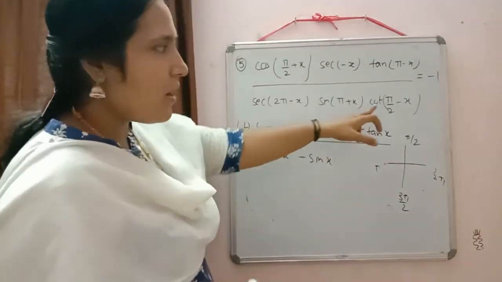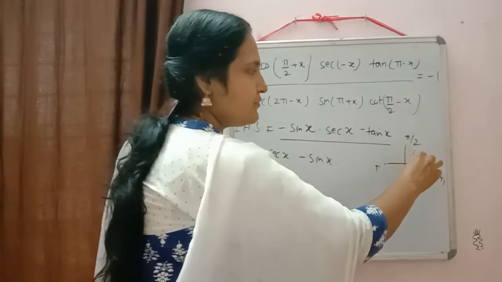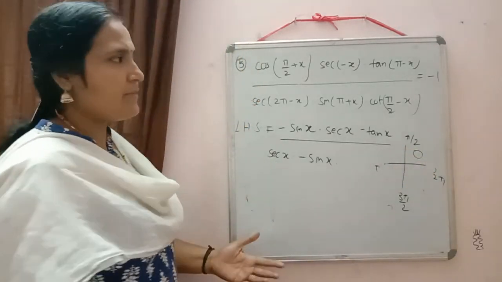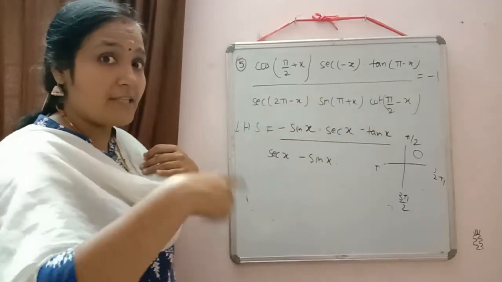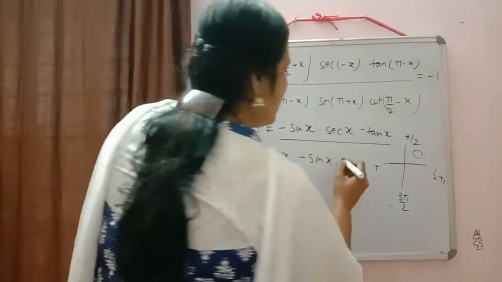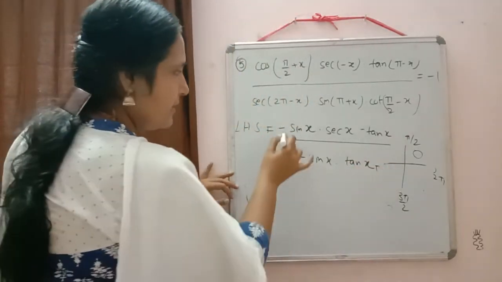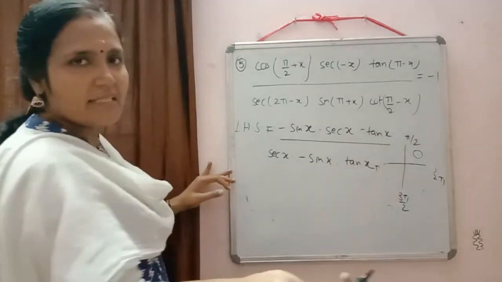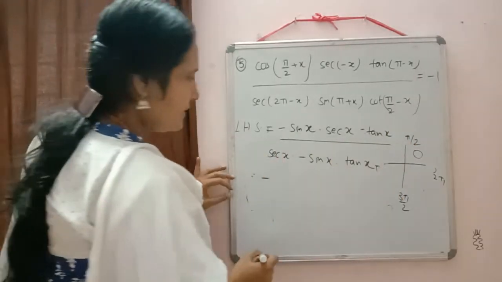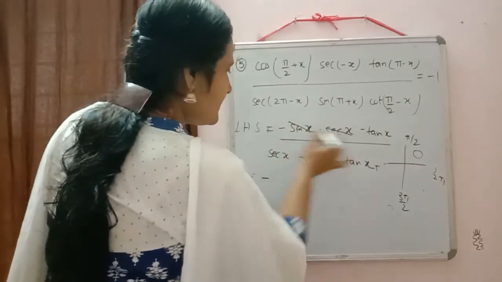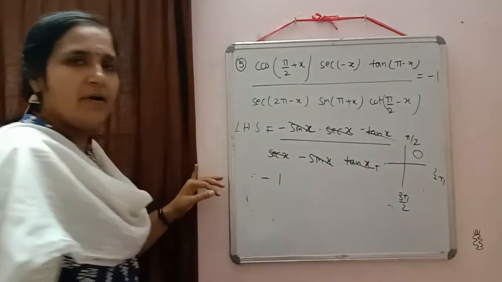Now next cot(π/2 − x). π/2 − x means we are in the first quadrant, and in the first quadrant all are positive, but since it is 90 degrees, cot will change to tan. So it will be equal to tan x. Now we will check how many negative signs are there. 1, 2, 3. So obviously our answer will be negative. So already put a negative sign there. Then just check, sin and sin will get cancelled, sec cancelled, tan cancelled. So the answer is equal to −1.